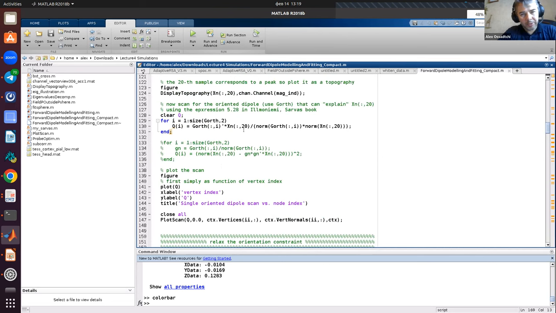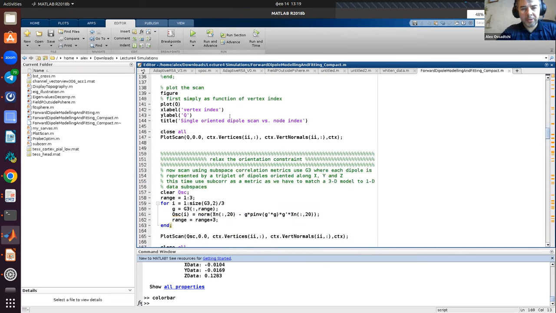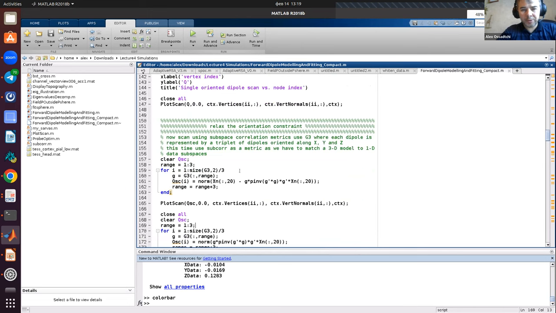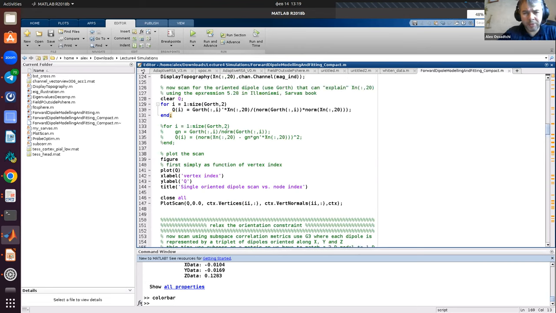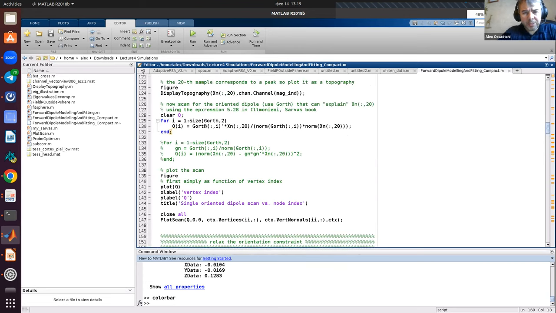It is exactly equivalent in terms of the information that it brings to us. This is already for the more complicated case. Let's switch to the more complicated case now. Basically, this gives you a cosine scan. You can think of it as a subspace scan, the subspace correlation, because it's simply a cosine in this case, between the one-dimensional data vector and the one-dimensional forward model vector.